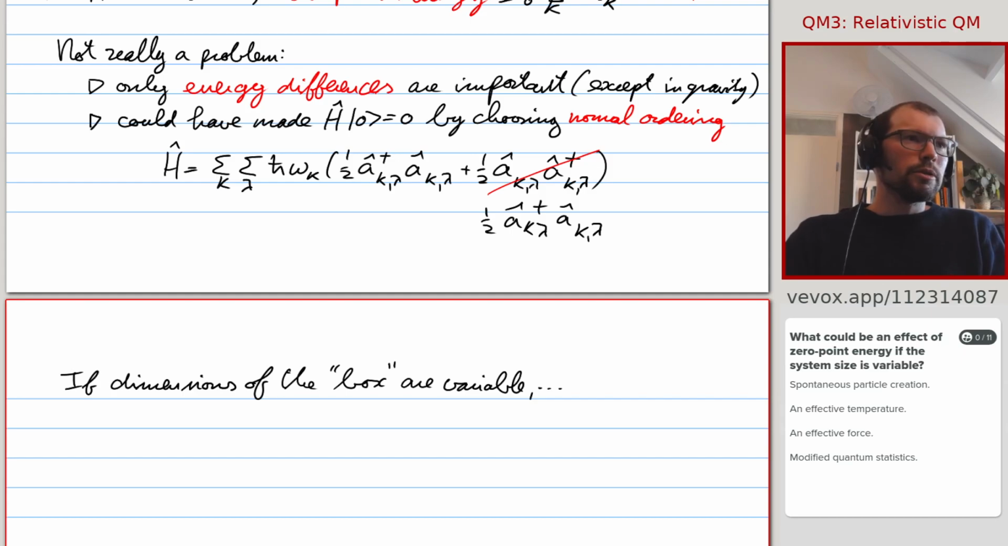So let's do a quick poll again. Could it cause spontaneous particle creation? Could it cause an effective temperature for the system, or an effective force, or some modified quantum statistics?